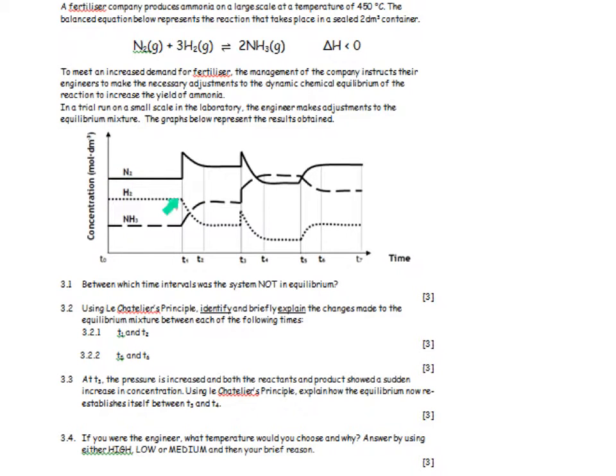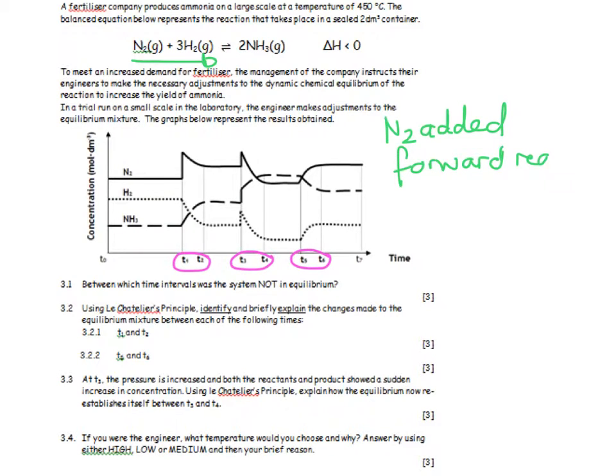Equilibrium is when the concentrations are constant. So when is it not in equilibrium? Between T1 and T2, between T3 and T4, between T5 and T6. Using Le Chatelier's principle, identify and explain. Briefly explain the changes to the equilibrium mixture made at each of the following times between T1 and T2. Let's see what happens. There is something extreme. There's a big jump in N2. Everything else, not such a big jump. So in other words, N2 was added. That's the stress. Therefore, the forward reaction is favored.